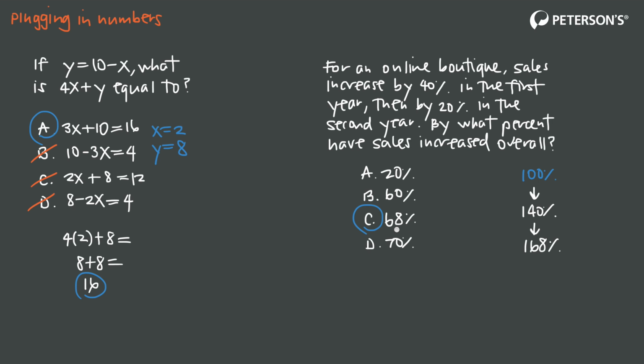So just remember that when you're going to use plugging in numbers, if you have a problem like this one, go ahead and pick something simple like 2, 3, 4, a number like that. But if you have a percent question, the number you want to start with, the number you want to plug in, is always 100%.